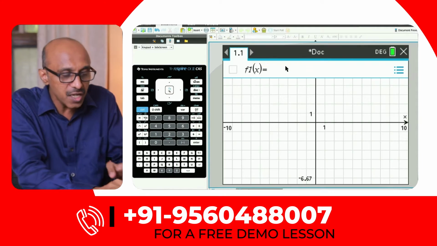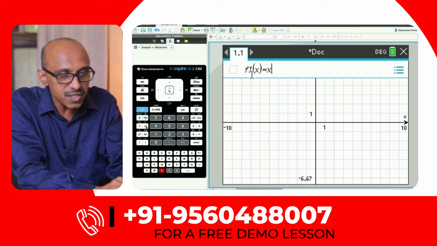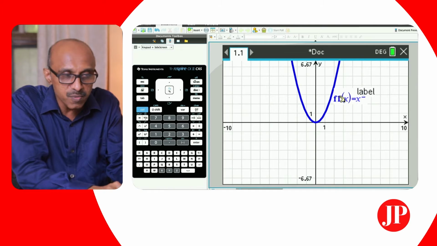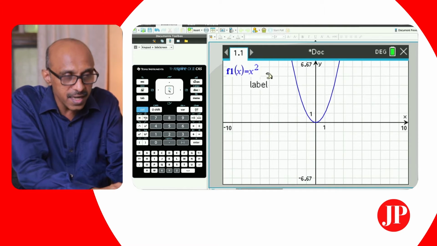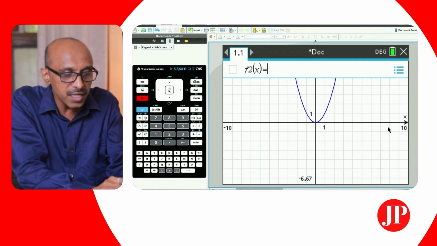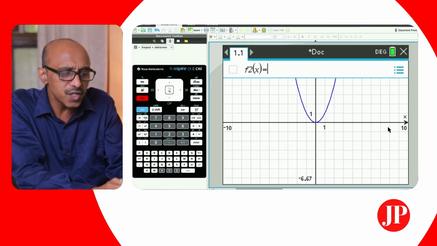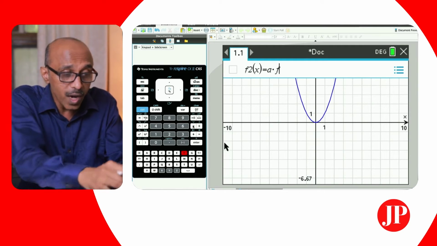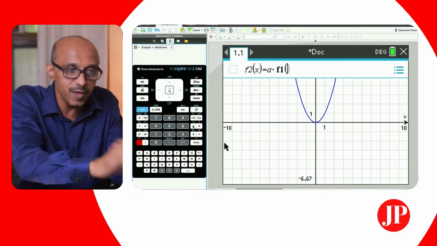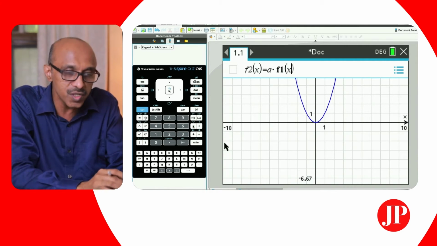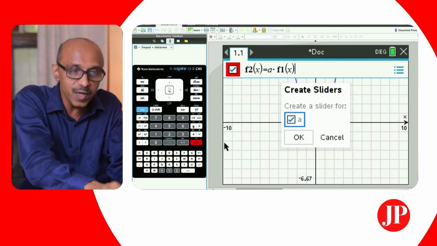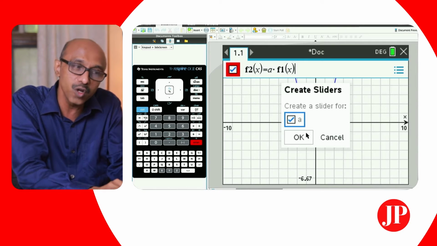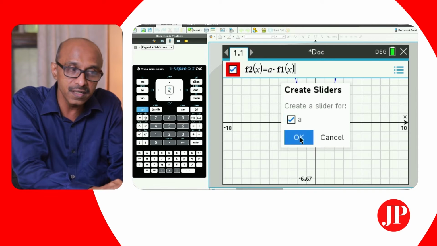So let's add a graph page. And our parent function we're considering is the quadratic function, so y equals x squared. Let's just move this label somewhere there. And I'm going to enter the transformed function like a times f1. You notice that the moment I've typed f1, it's becoming bold because the calculator recognizes f1 of x. By the way, it's already asked for a slider because a was a non-numeric factor that we've entered.